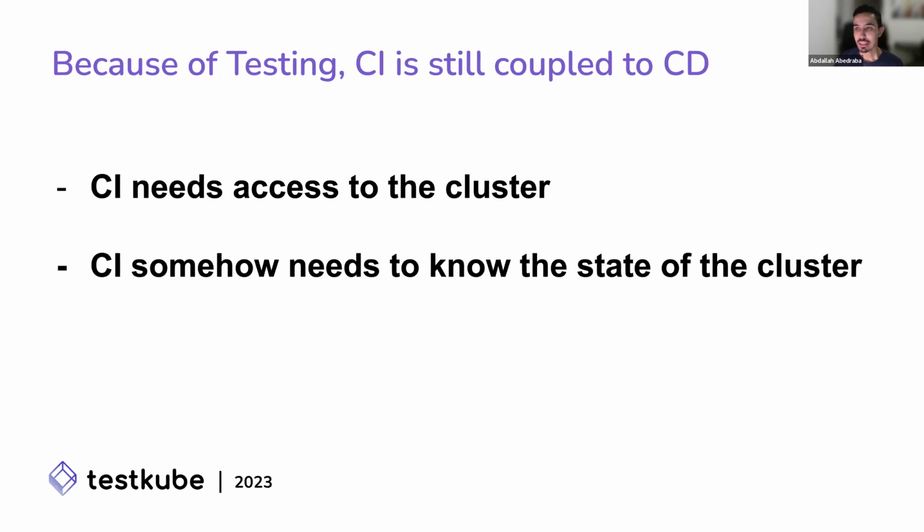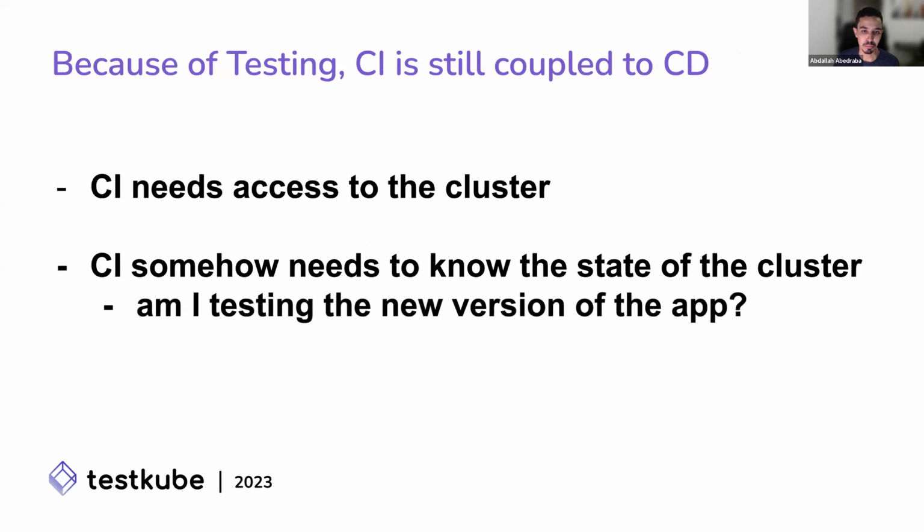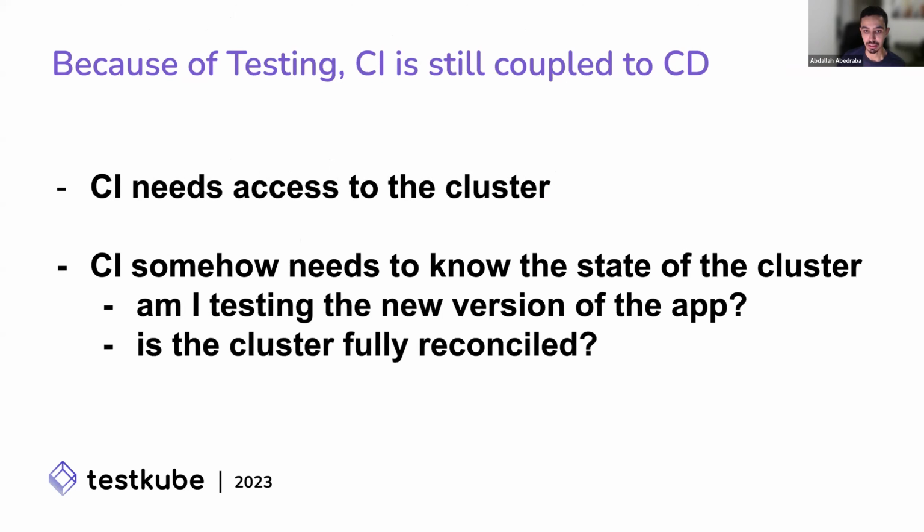But also, the CI somehow needs to know the state of the cluster, right? And that makes things a little more complicated. Am I testing the new version of the app? Was the deployment actually correct for me to start testing? And where did I get that information from? And does my CI now need to talk to whichever agent is running inside? And the most important question again is, is the cluster fully reconciled?